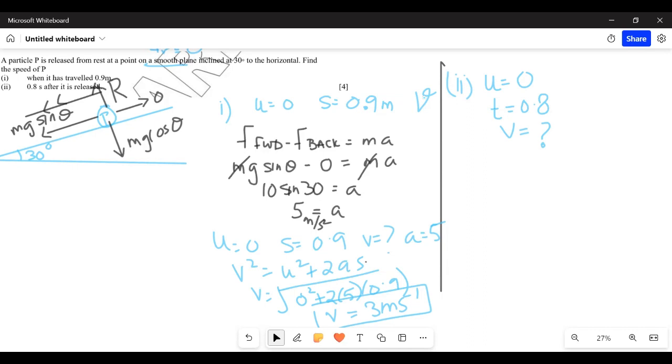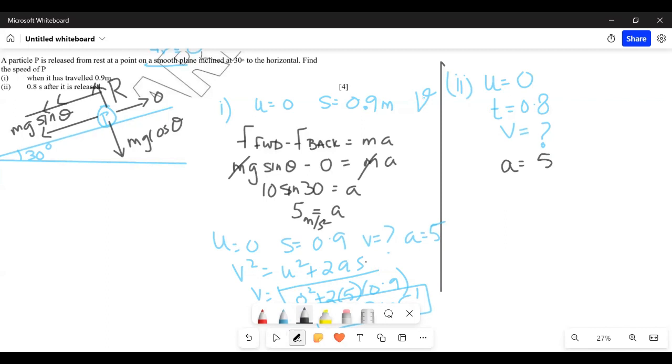Now for part 2, you're given U equals 0, T equals 0.8, and V is what we have to find. Again, that's not enough information. We need a third value, that of A or that of S. A can be found using forward minus backward force equals ma, which we've already done for part 1. So acceleration is going to be the same. It's the same particle, so of course it stays the same. So acceleration comes out to be 5.